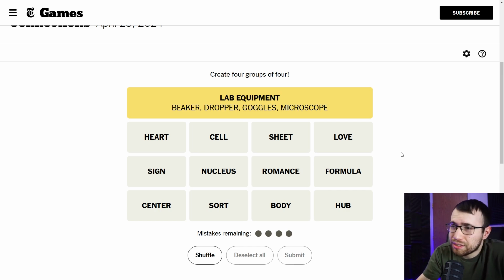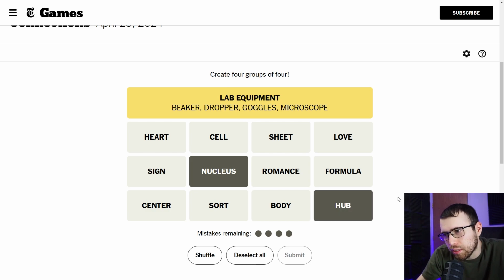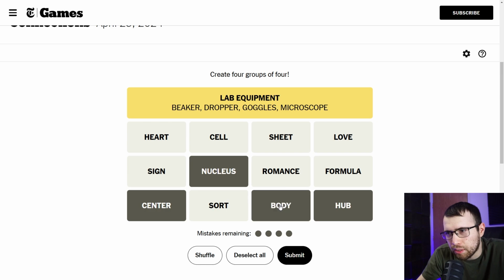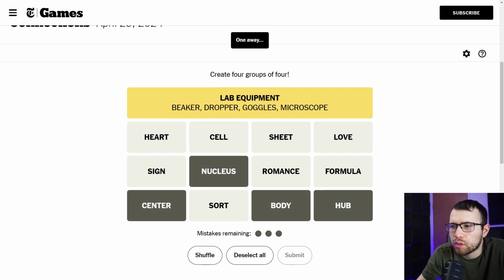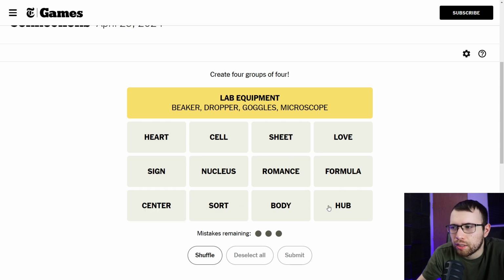I guess I gotta just guess on nucleus. I think hub seems like it's gonna go in there, unless hub goes in the purple category and there's a word in front of it or something. We'll go center and body, because I think heart could be with the love and romance. No, it's one away. Man, I really don't know then on this one. I could guess randomly, but I don't know which one to take out.